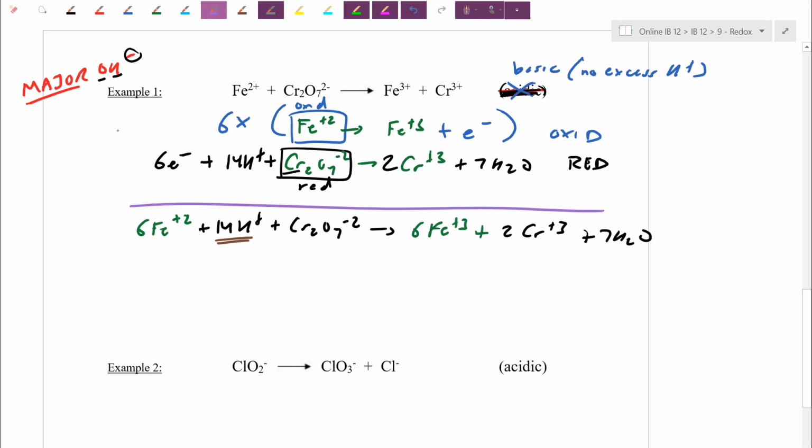Pretty much we've done everything as you would in acidic. Balance it as if it was acidic. And then, as a very, very last step, you're going to say, well, wait a second. In basic solution, we don't have a lot of H+. This last part here is going to be for the basic.